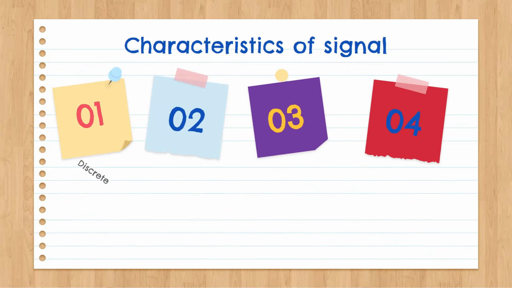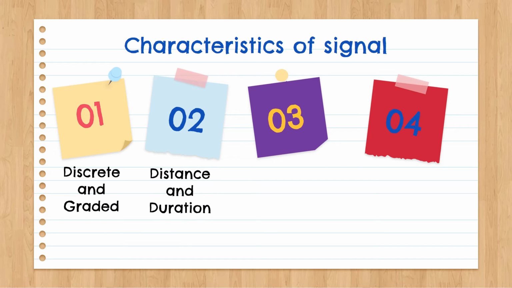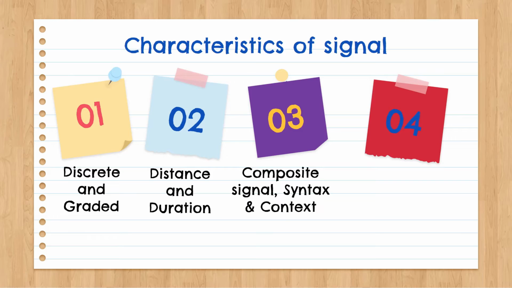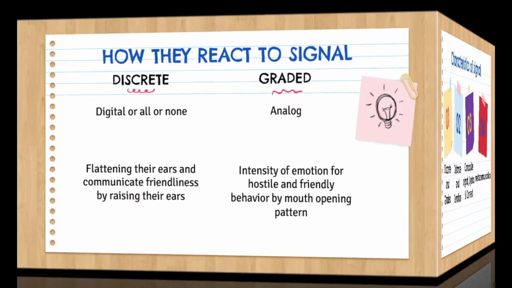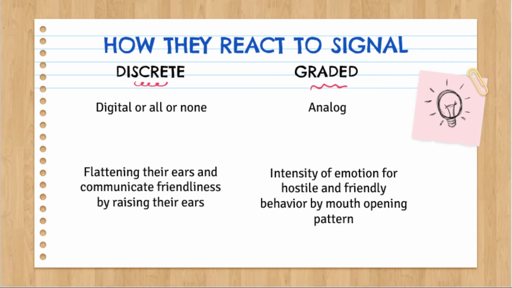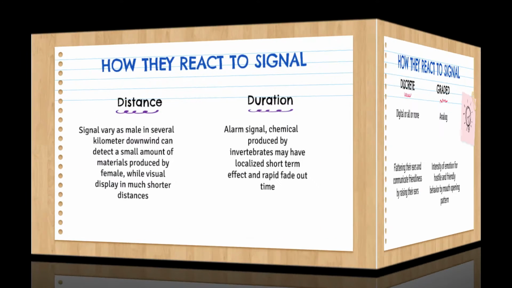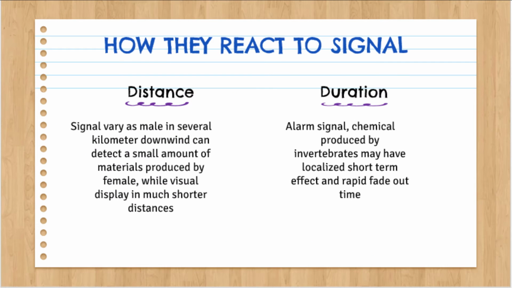A signal is the physical form in which a message is coded for transmission through the environment. So there are four characteristics of signals. These two signals, discrete and graded, can be seen in zebra behavior, showing how they communicate hostile behavior. Next is a signal that uses the modality of smell. It uses distance and duration for the signals to be sent.